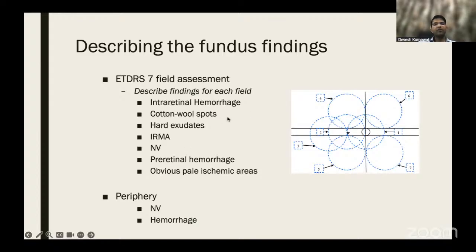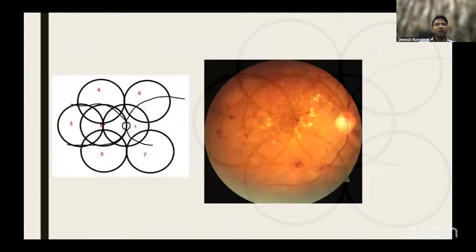Now, in each of these fields, you have to comment upon the presence of intraretinal hemorrhages, cotton wool spots, hard exudates, IRMA, neovascularization, hemorrhages, or there are obvious pale areas suggesting ischemia. Now, if you consider the right eye of this patient, I have overlapped the 7 fields on the fundus picture. The fundus picture is not a wide field fundus picture, but you can correlate over here that the first field is at the disc.